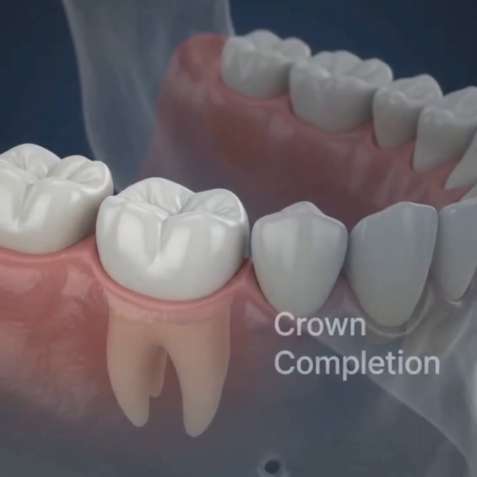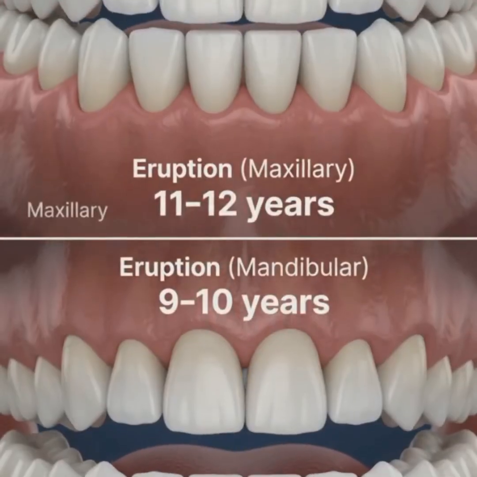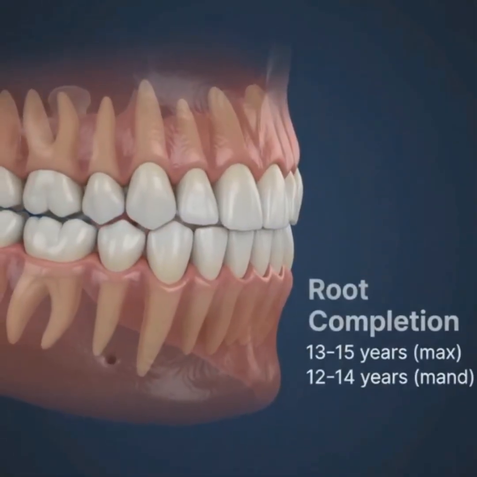Calcification, 4 to 5 months. Crown 6 to 7 years. Mandibular, 9 to 10 years. Root completion occurs between 12 and 15 years.